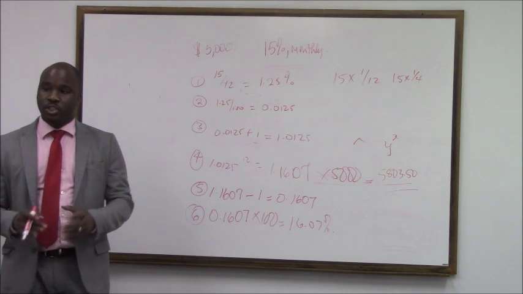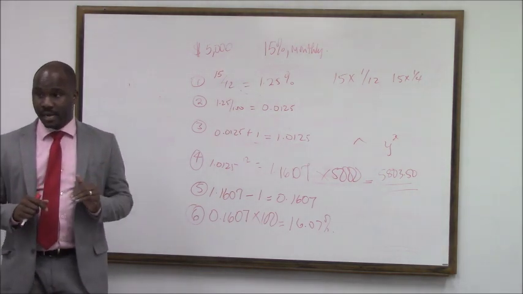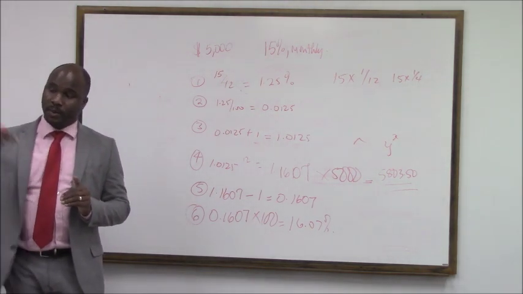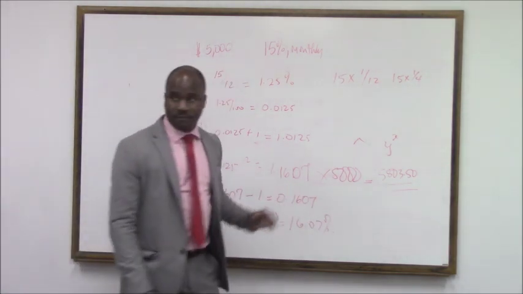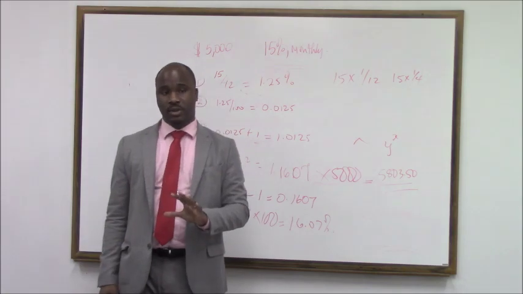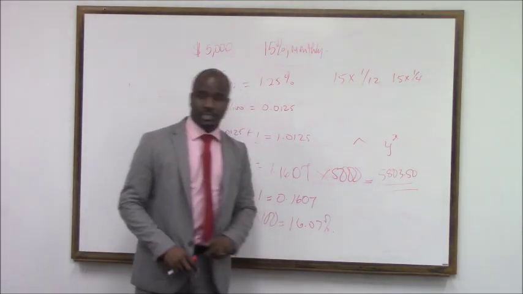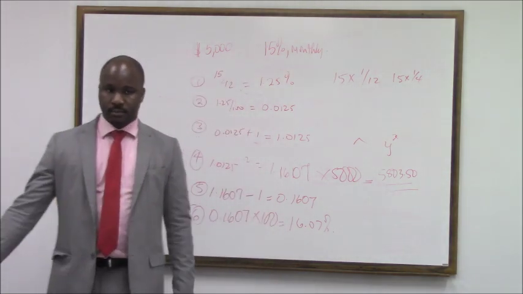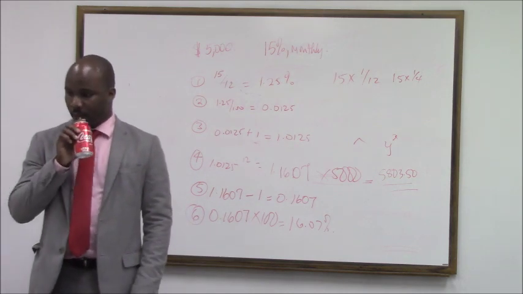So when you want to find out what your balance would be at the end of the year, what you would have paid or what they would have paid you, stop at number 4. If you want to find out your EAR, which they're going to ask you in your exam, you can go straight to number 6. What is the EAR? Effective annual rate.